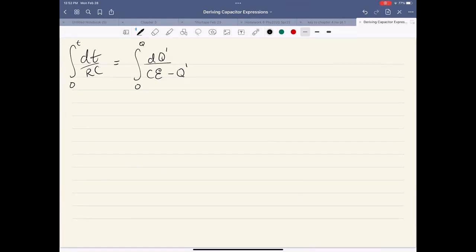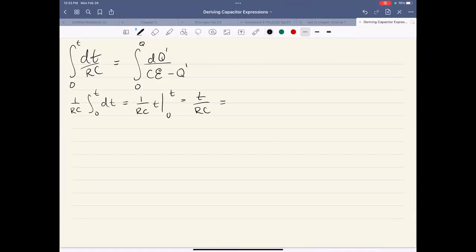Now on the left-hand side, R and C are constants, so they get pulled out of the integral. So I just have 1 over RC, integral from 0 to t of dt, and that's just 1 over RC times t, integrated from 0 to t, which is t over RC. So the left-hand side integration is pretty straightforward, not too bad at all.